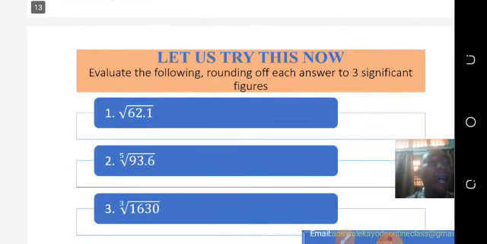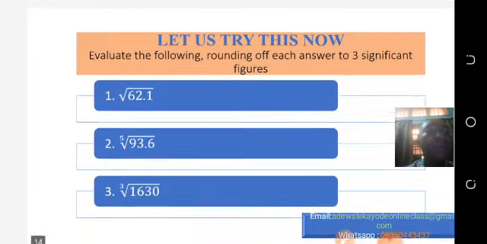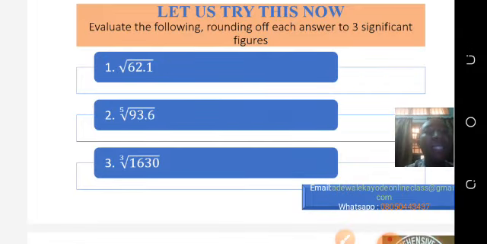Let us try this now. Evaluate the following, rounding off each answer to 3 significant figures. The first question there is the square root of 62.1. The second question is the fifth root of 93.6. And the third question is the cube root of 1630.